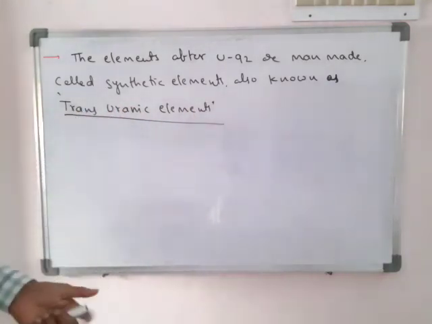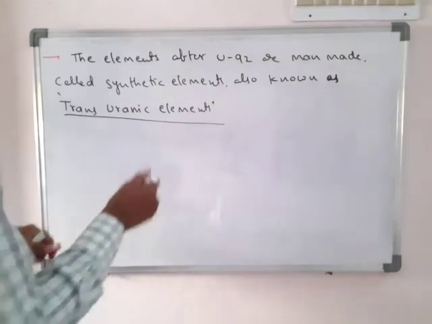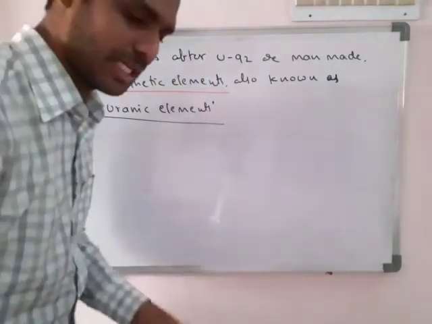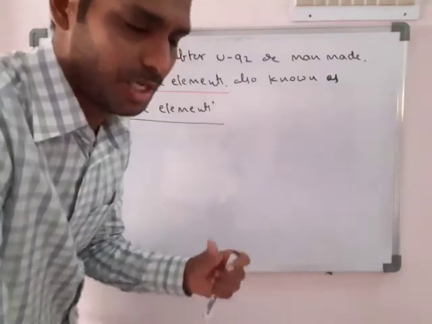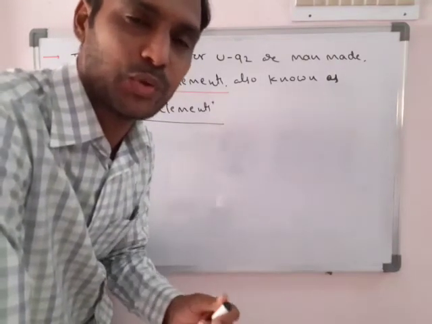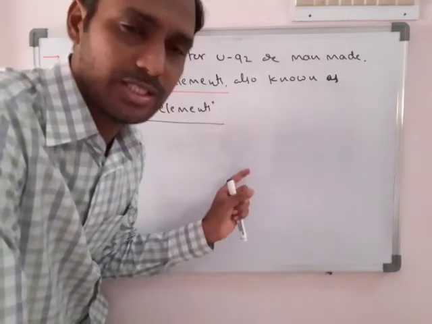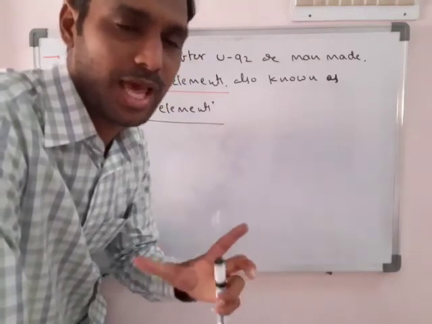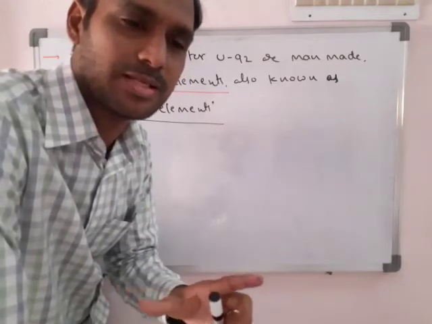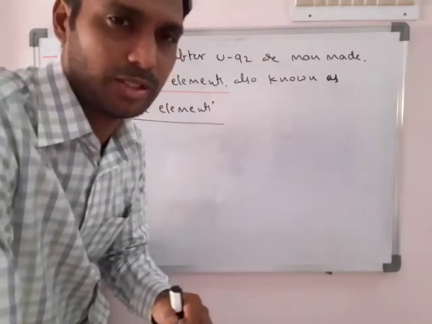So this is an important point. If you observe them, most of these elements, not only the actinides, most of the lanthanides and actinides are radioactive. So these points are related to the actinides. Now lastly, we see some points about the total F block.